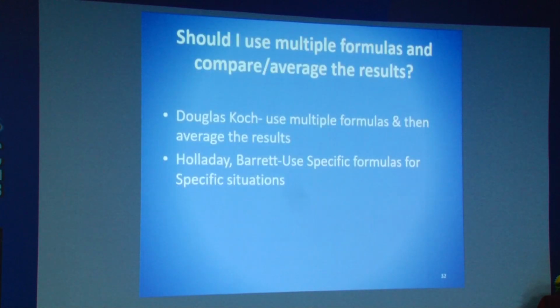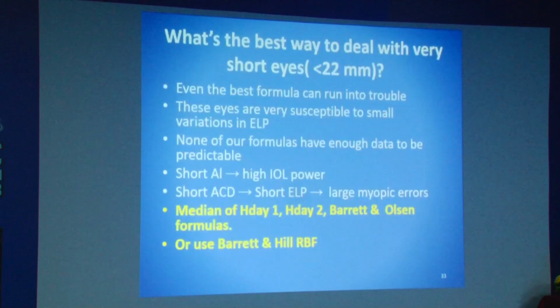So what should I do? Should I use multiple formulas and average the results? Douglas Koch follows this policy. He uses multiple formulas. But Holladay and Barrett say use the horses for courses premise. That is, use specific formulas for specific conditions.